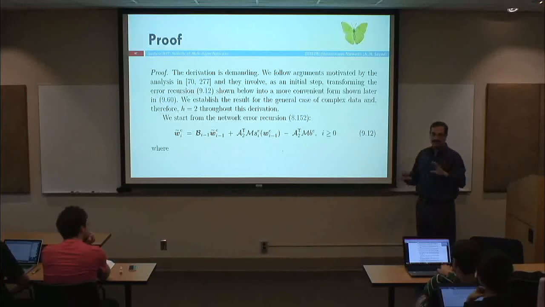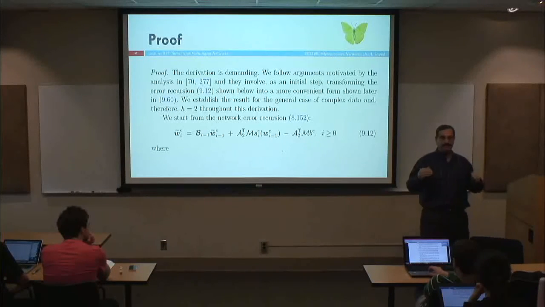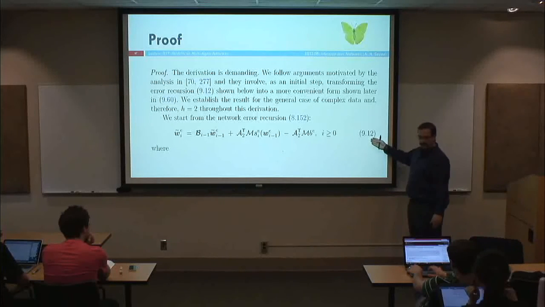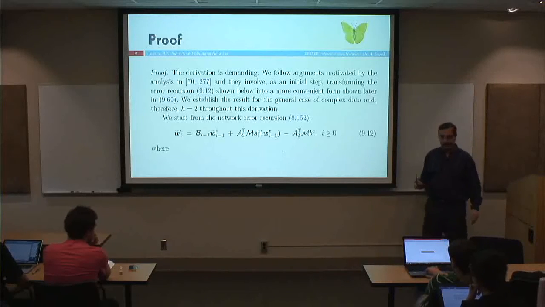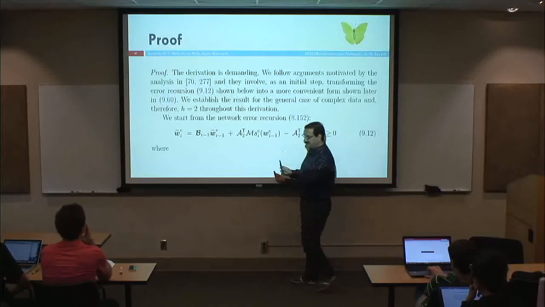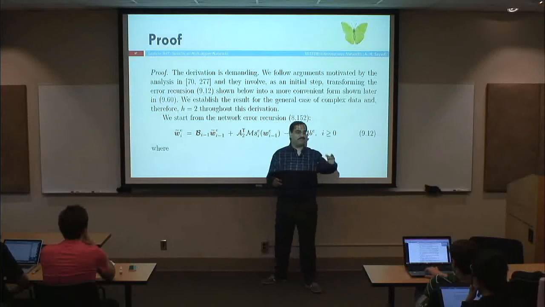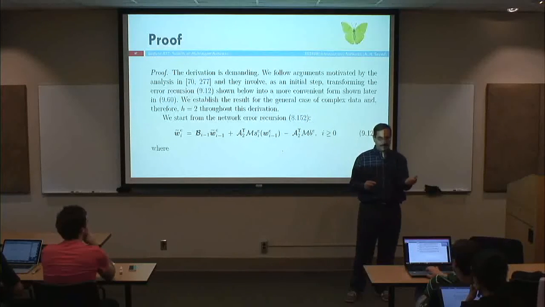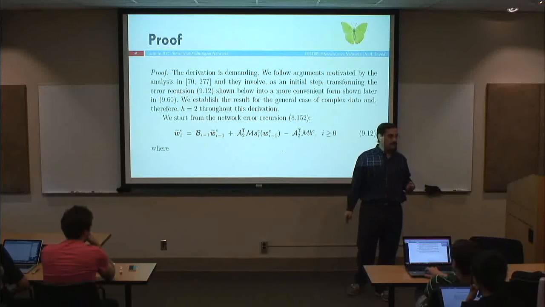So just follow. The argument is not difficult, but it is demanding. It involves several steps. So this is the error recursion, right? What do I want to do? I want to show that the mean square error, I'll just refer to it as the variance, just to keep it short, the variance of each W tilde k is bounded by the order of mu.